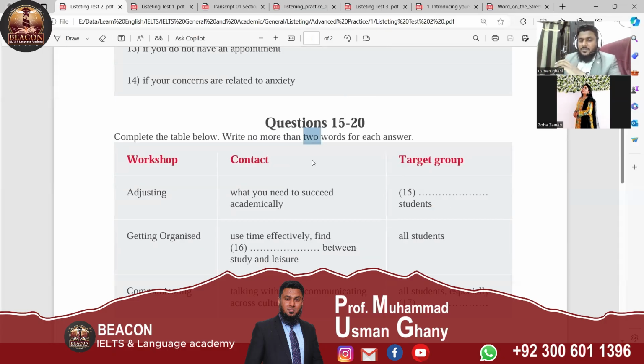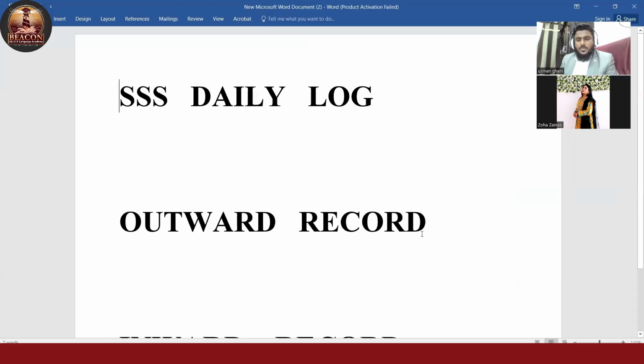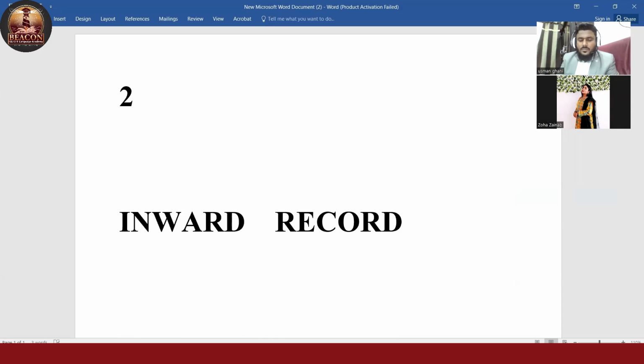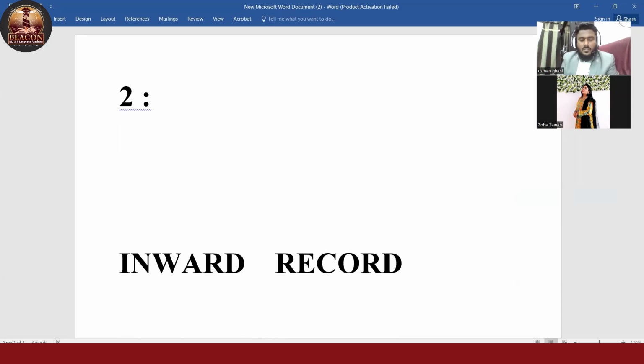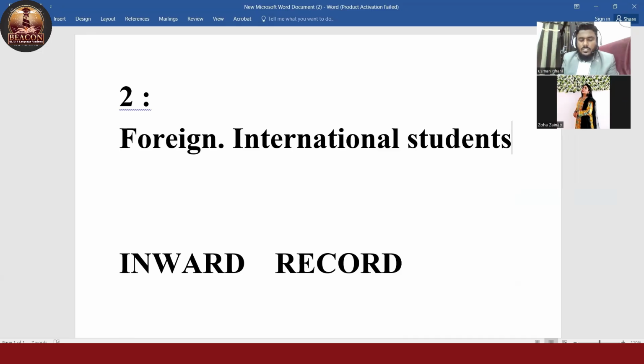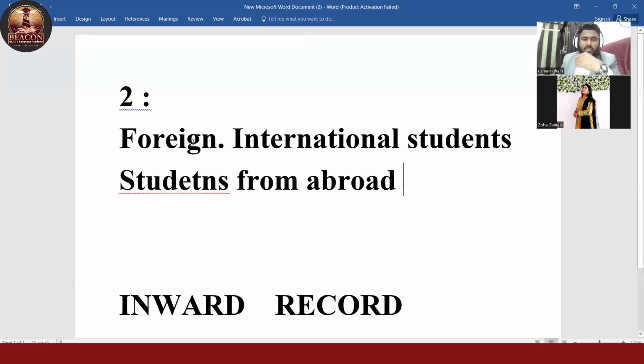Do you get my point? Yes, sir. I also gave you a brief demo on it. Now we are supposed to give how many words for an answer? Maximally, 2. Yes, sir. But if I write foreign students, it is 2. If I write international students, for example, these are 2 words. But if I write students from abroad, how many words are these now? Here there will be 3 words.